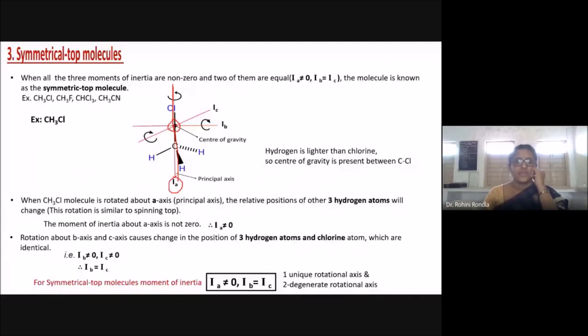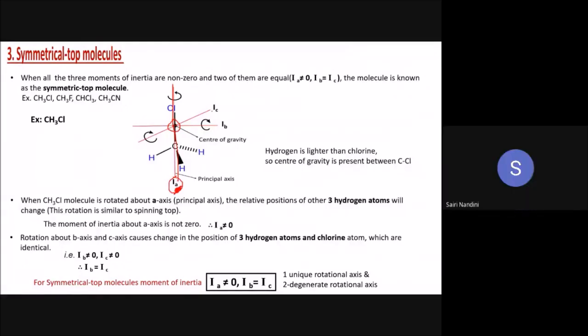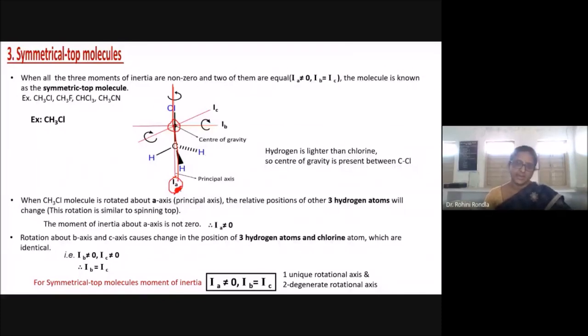Now imagine you are rotating this methyl chloride molecule through this A axis. What will happen? You are rotating this molecule along the A axis, and you are holding this carbon and chlorine. Along the A axis there are 2 atoms, chlorine and carbon. Just imagine a line is passing through chlorine and carbon. So you are holding carbon and chlorine. The positions of the hydrogen atoms will change. That means the moment of inertia is not equal to 0. Yes, there is a moment of inertia along the A axis. So IA is not equal to 0.